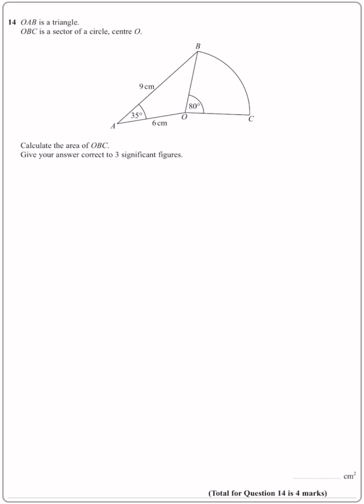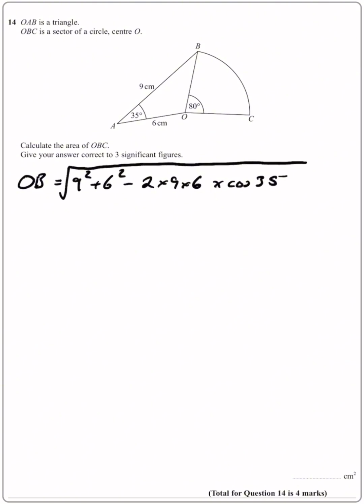Question number 14. So we're going to use the cosine rule to find OB. I am going to jump straight in with b squared plus c squared minus 2bc cos a, and then square root it all, and that will find OB. That's equal to 5.34, so that's the radius of the sector of the circle that we're looking at.